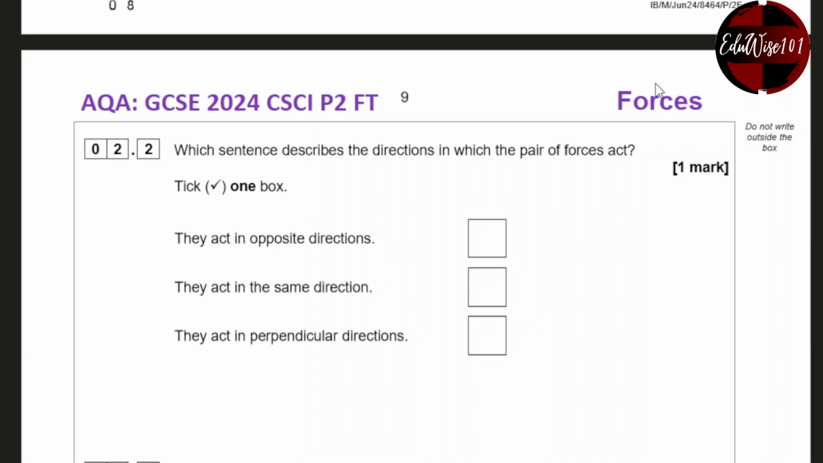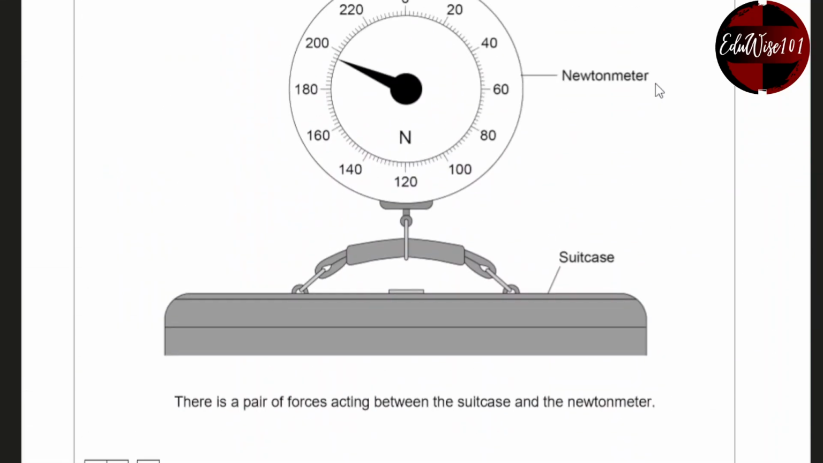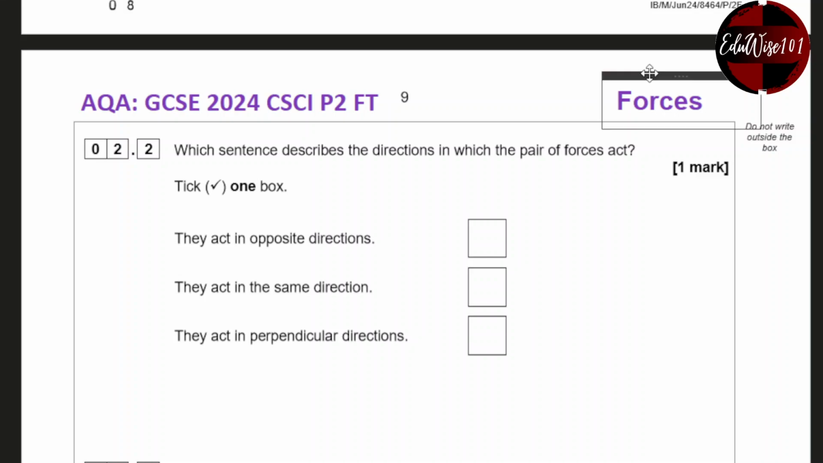Which statement describes the directions in which the pair of forces act? Now, the weight is acting down, and the upward force, let's have a look at the diagram again. So, the weight of the suitcase is acting downwards, and the Newton meter is pulling the suitcase upwards, which is basically the tension. Right? So, these two forces should be balanced because it's not moving. And how are the forces acting? They are acting in opposite directions.